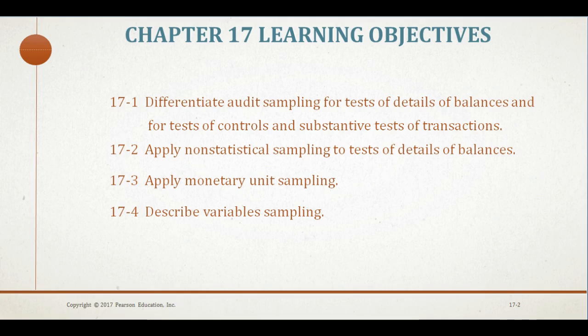At the end of this chapter, you should be able to do the following. You should be able to differentiate audit sampling for the test of details of balances and for the test of controls and substantive tests of transactions. Be able to apply non-statistical sampling to the test of details of balances, apply monetary unit sampling, and be able to describe variable sampling.